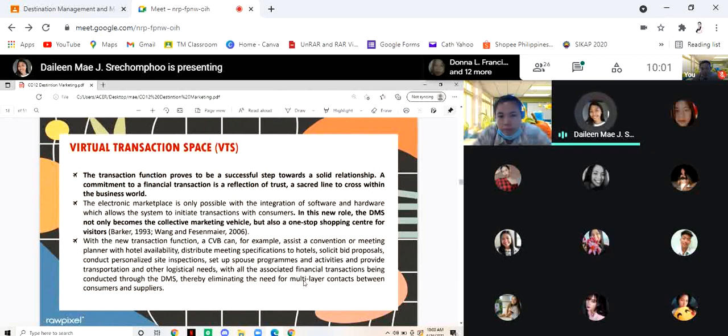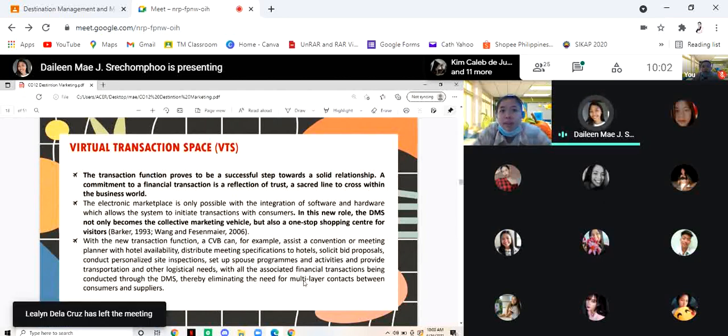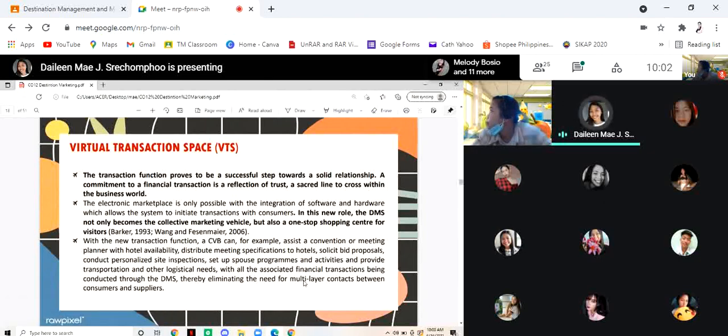Kasi ito ay isang sacred line to cross kasi nga gagastos na yung consumer. Ibig sabihin, desidido na sila dun sa kanilang nakalap na information at nakuhang data dun sa kanilang communication stage rather.